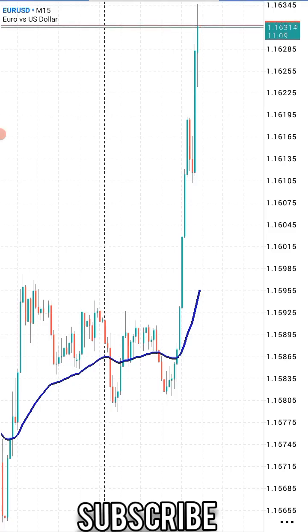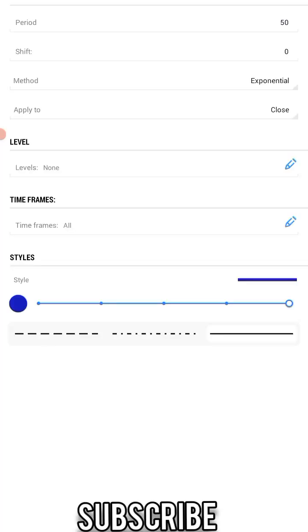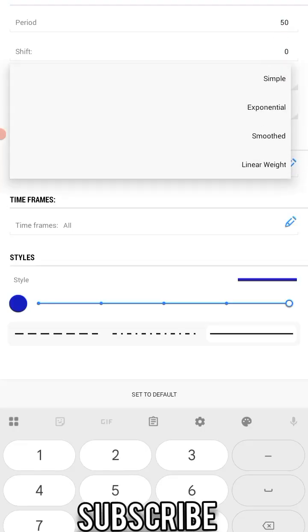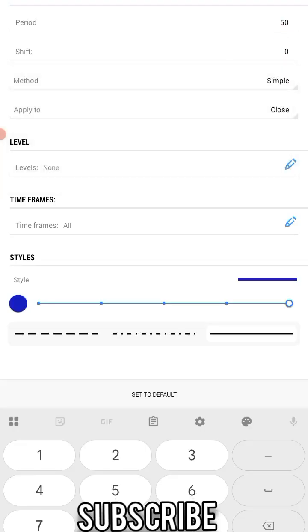Now we are going to be, like I said, using two moving averages. Now let me apply this moving average. Okay, now this 50 is going to be a simple moving average. Look at it, as simple as this.